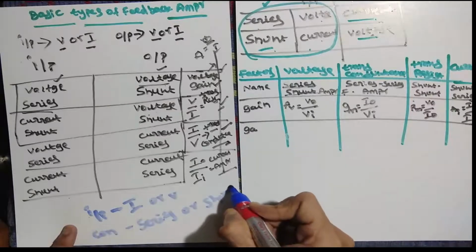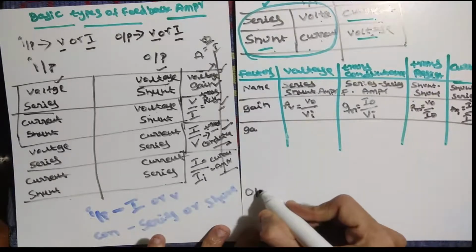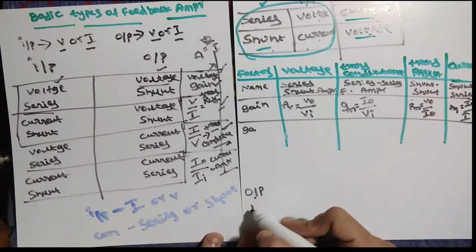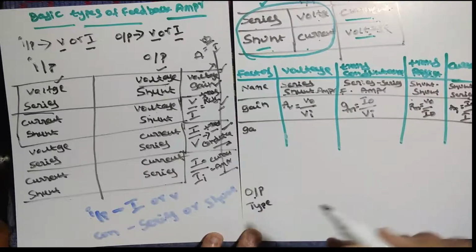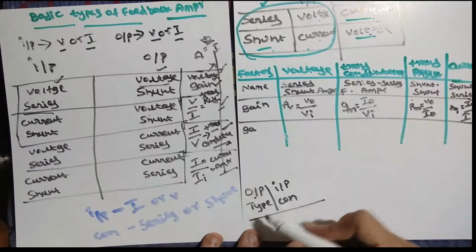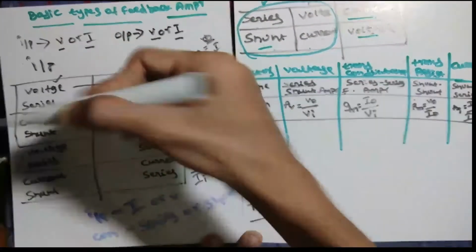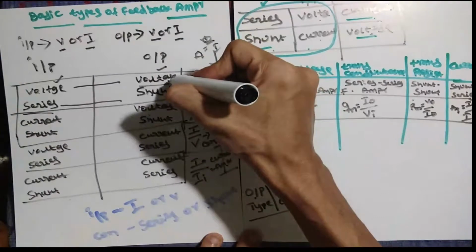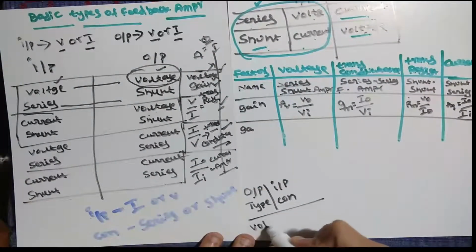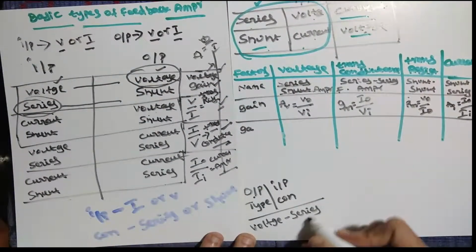So what they do for naming is, first they take the output type, and second they take the input connection. Output type means, if you take the first example, there are two names: one we can call voltage, another we can call series shunt. Here they take the output type first, which means voltage is the type of feedback given. Then they take the input connection, which is series. So it is called a voltage series feedback amplifier.